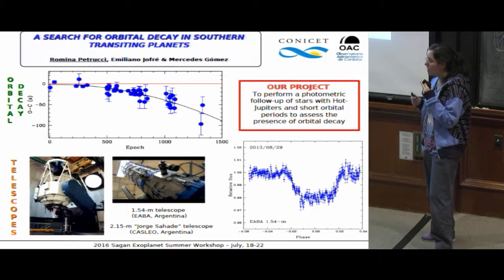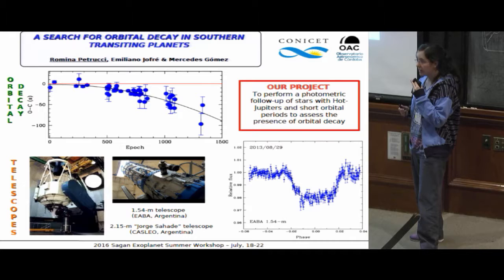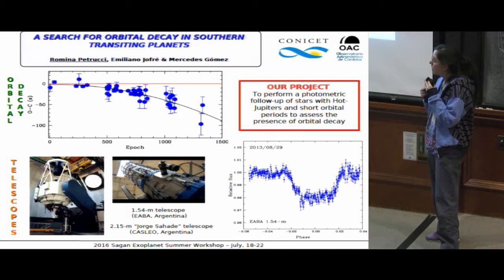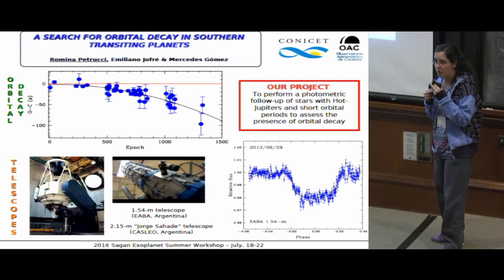To do this, we are using two Argentinian telescopes, one of 1.54 meters and the other one of 2.15 meters. Here I show you one of the transits we have already obtained, and you are welcome to see our preliminary results in my poster, number 36. So thank you very much.